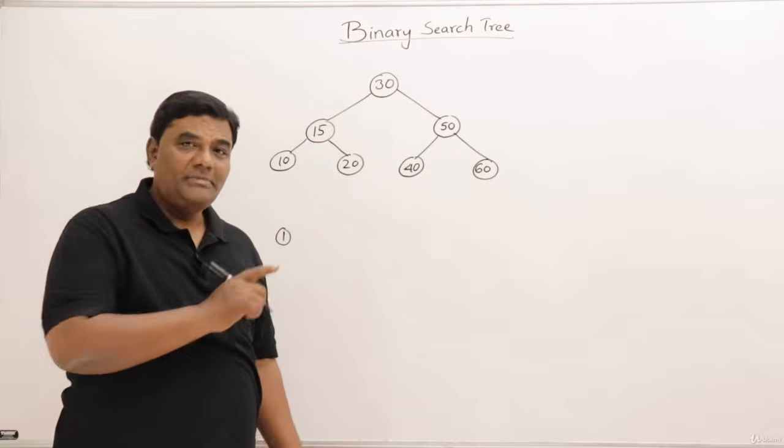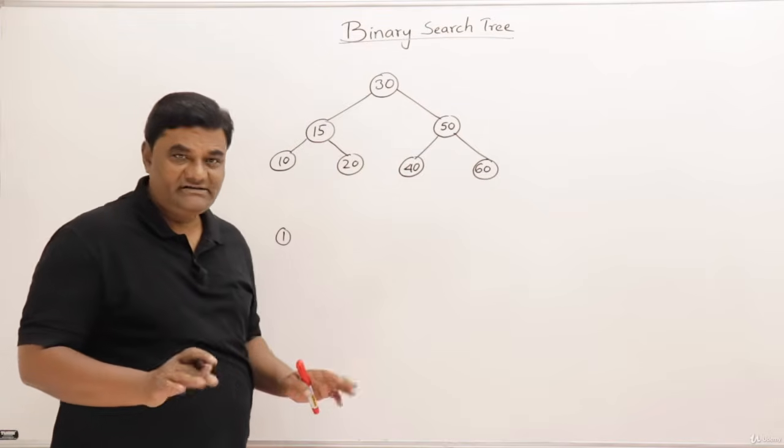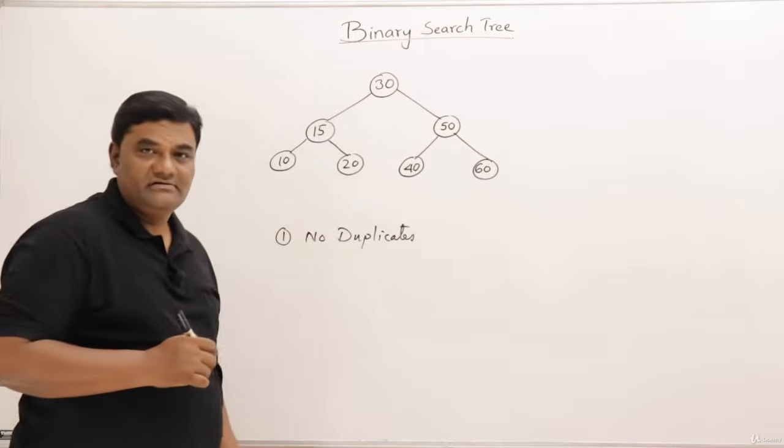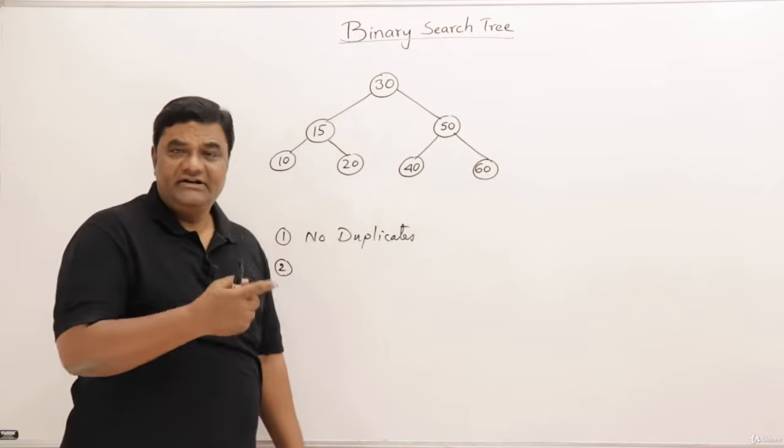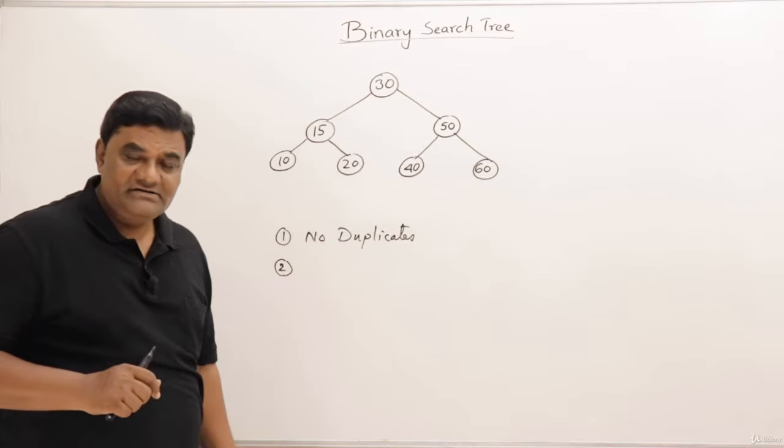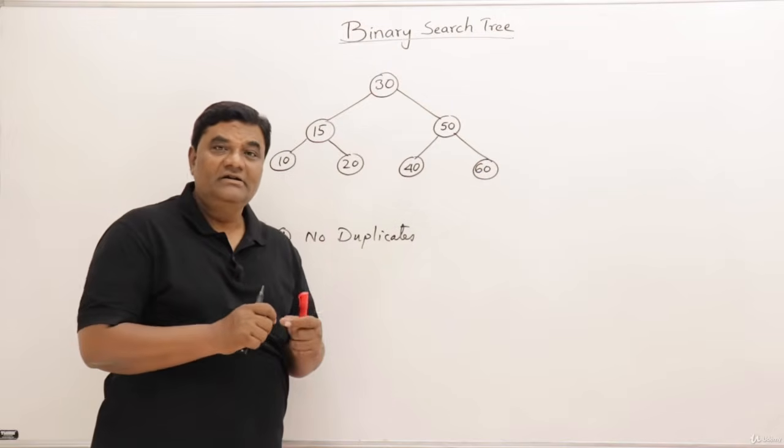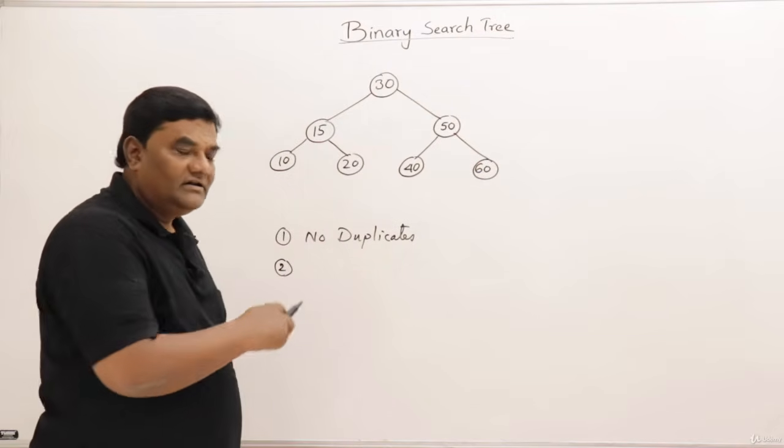First thing, a binary search tree will not have duplicates. It will not have duplicates. Now the second one, if we take the in-order traversal of a binary search tree, we get the list of elements in sorted order. Let us check.